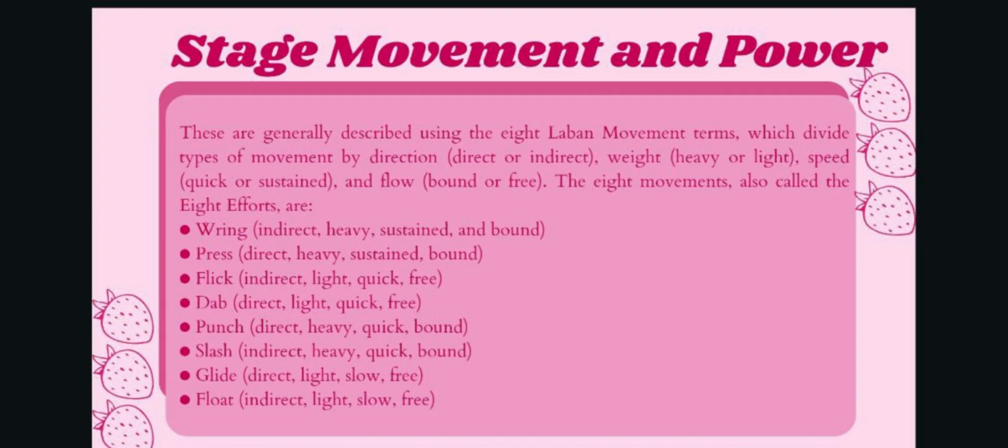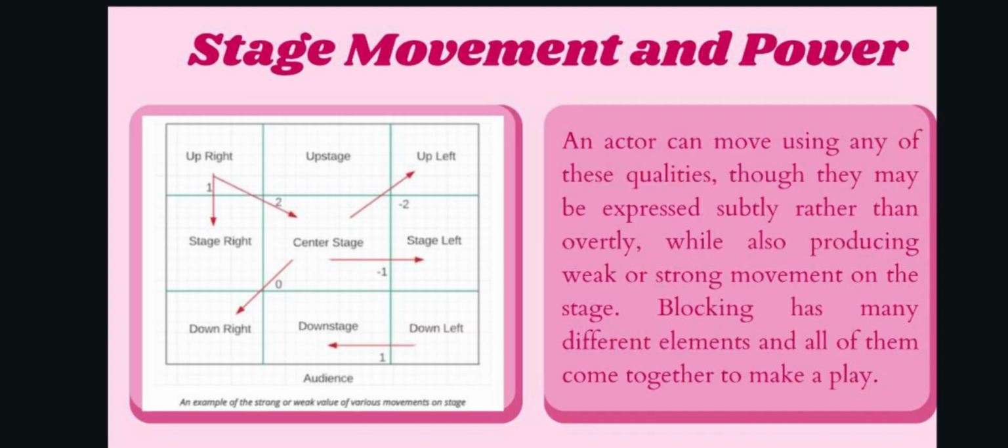There are 8 main types of movement qualities called Laban efforts, which describe how a movement feels in terms of direction, weight, speed, and flow. For example, wring feels twisted and controlled, flick is quick and light, punch is heavy and forceful, glide is smooth and slow. Actors can choose from these movement types based on the emotion or intention behind their action.